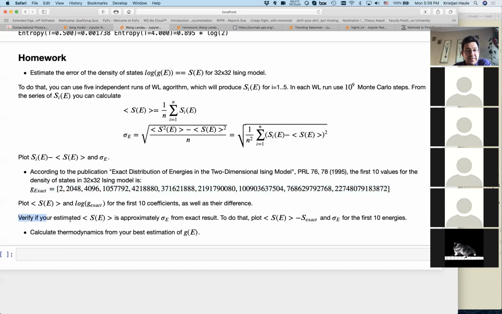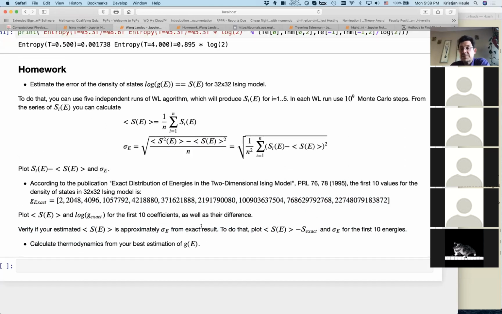So we can verify our estimate S of E is approximately sigma from the exact results. To do that, we plot the average S of E minus the exact one, which we know now, and we also plot it together with sigma for the first 10 energies. This is the second part of the problem. And finally, the third bullet is to calculate thermodynamics by knowing our best approximation for the density of states, or for the local density of states. Okay, so that's for the homework.